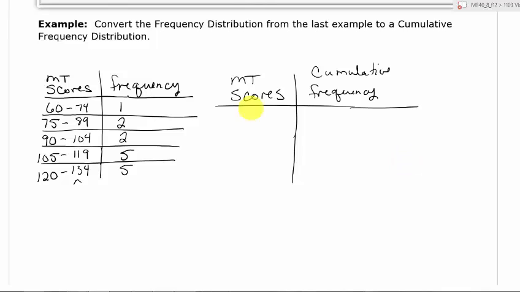And so now, when we're writing in these midterm scores, what we want for our classes is we want less than 75 for the first one, and then less than 90, and then less than 105. Next, it would be less than 120. And the last one would be less than 135. Remember, 135 would be the next lower class limit, even though it's not listed there.